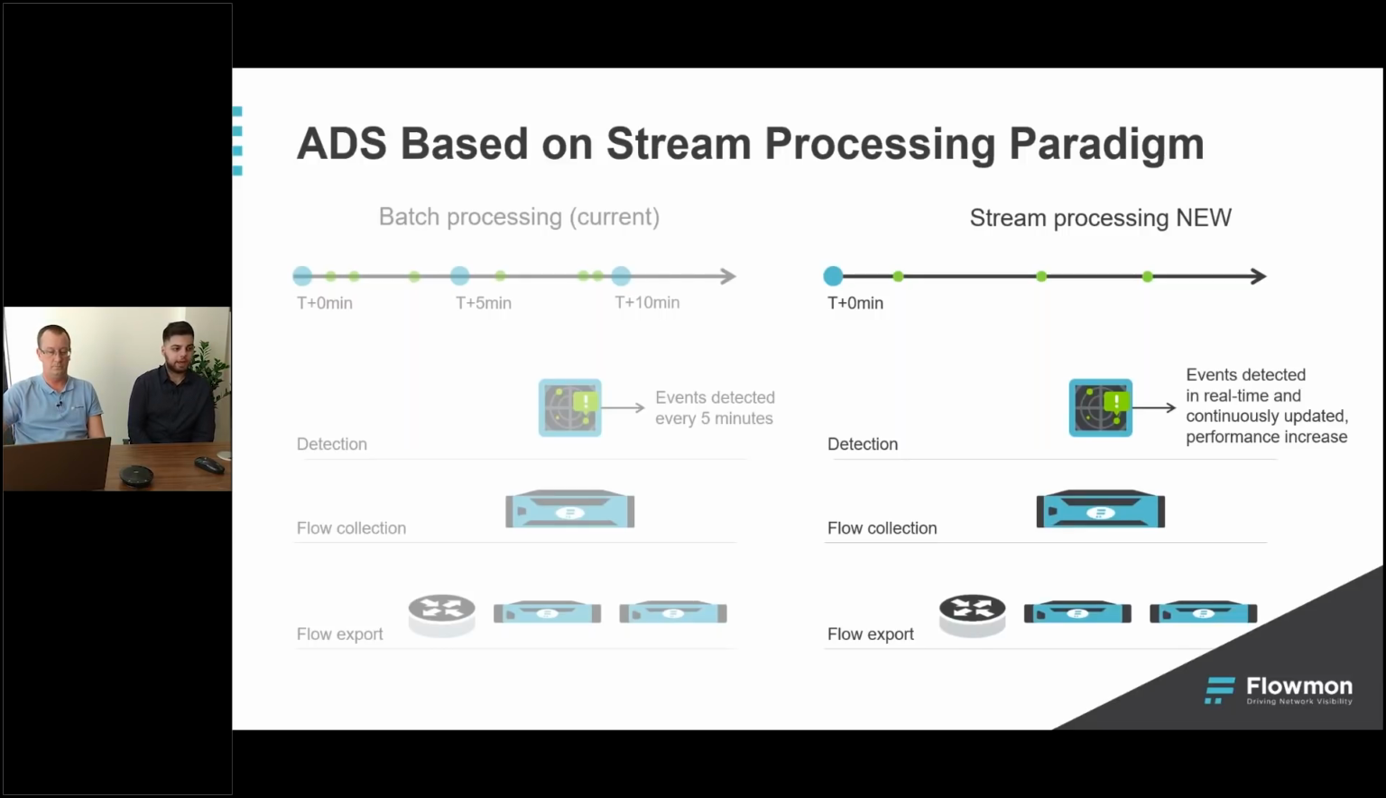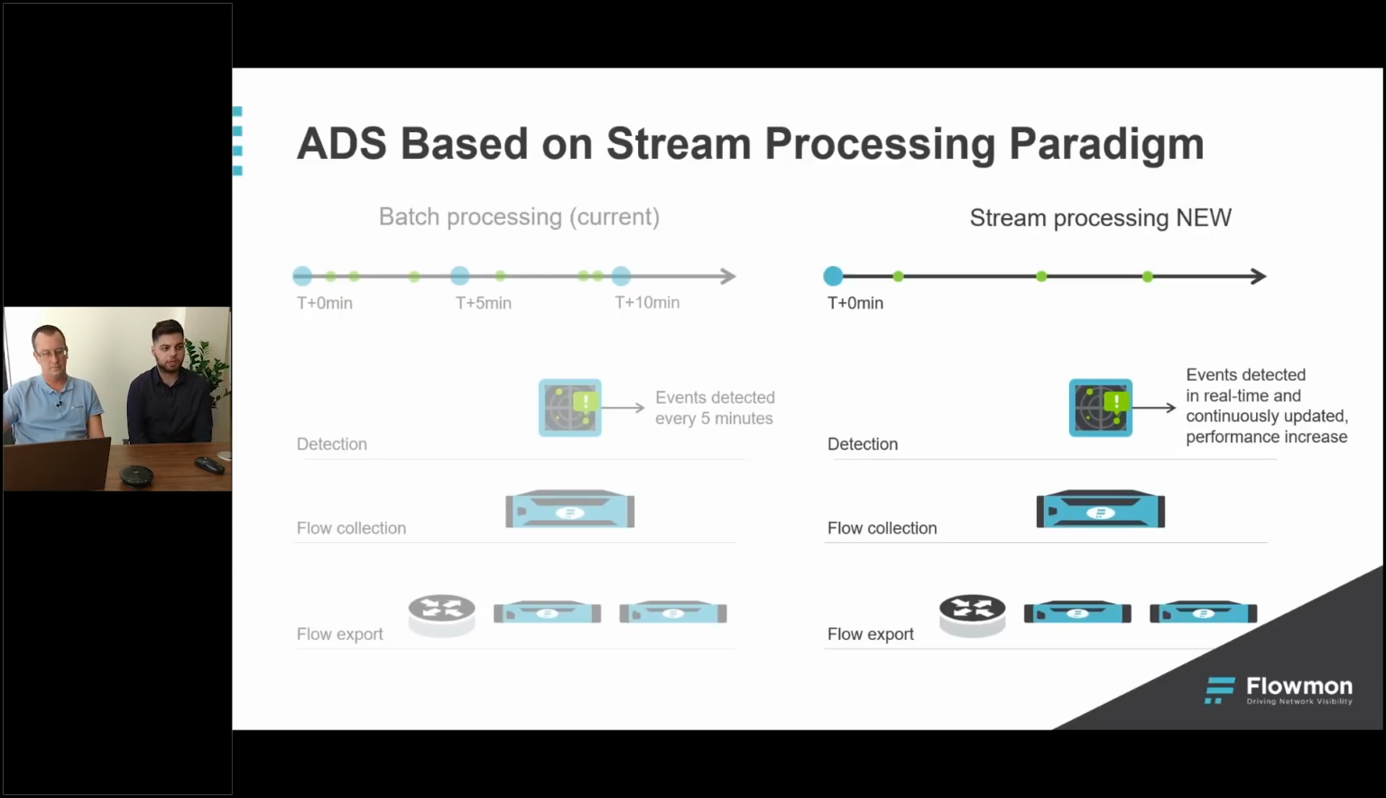Another question is when the streaming architecture is coming. The plan is to release this new generation of ADS in January 2019. As I said, it's still an outline because 2019 is pretty far away, but our goal and our plan is to aim for January 2019.